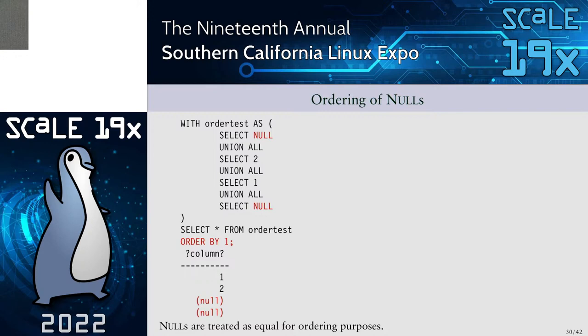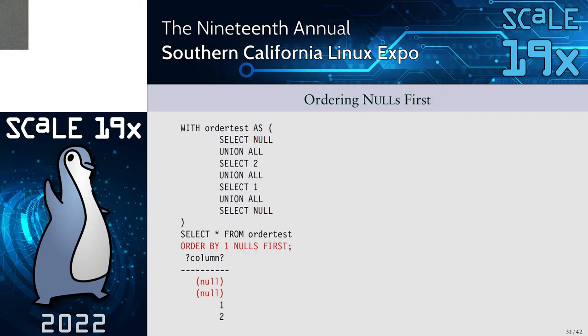I believe that somebody will have to test it. Select null, union, select null. See what you get. Somebody can raise their hand when they have the answer. Thank you.